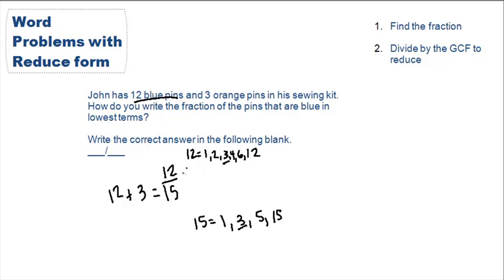Our next step will be to divide by the greatest common factor to find out the reduced form of 12/15. 3 goes into 12 4 times, and 3 goes into 15 5 times. So the reduced fraction of the pens that are blue in lowest terms is 4/5.